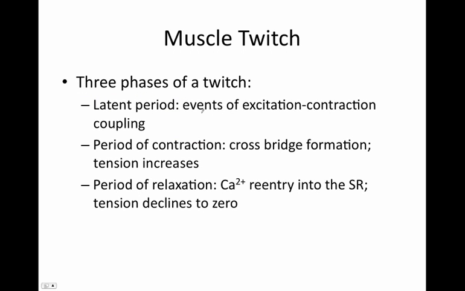There are three phases of a twitch. There's a latent period where events of excitation-contraction coupling are occurring. Then there's a period of contraction where we have cross-bridge formation. Remember, in cross-bridge formation, we're tying those myosin heads onto the actin binding sites. And then we have a period of relaxation where calcium re-enters the sarcoplasmic reticulum, and our muscle tension declines to zero. As we reuptake that calcium, we reset the troponin-tropomyosin complex and block those actin binding sites.